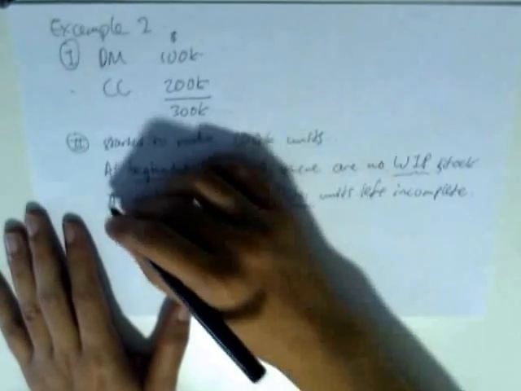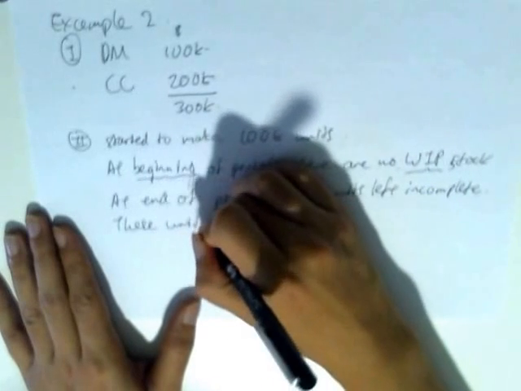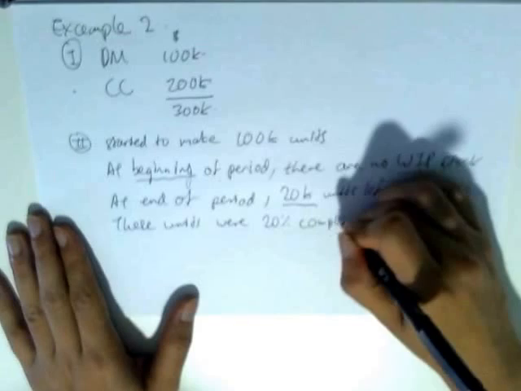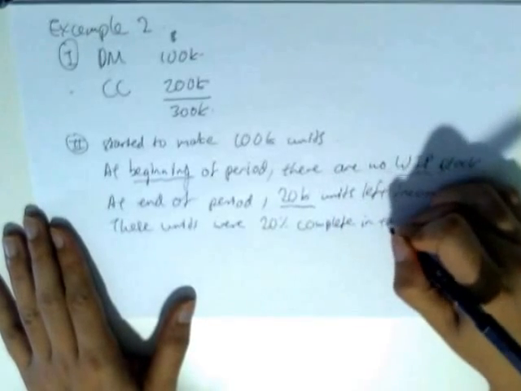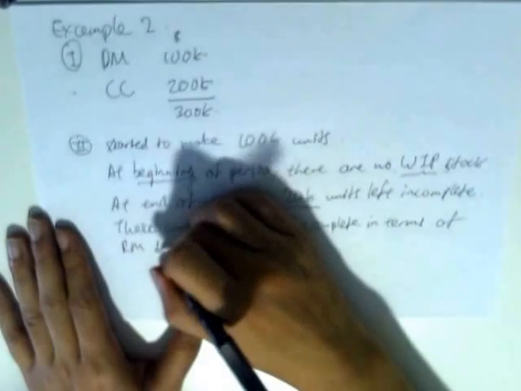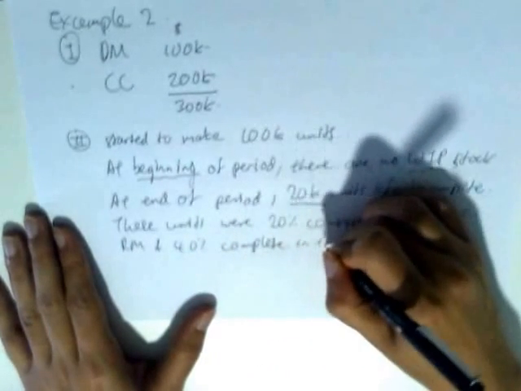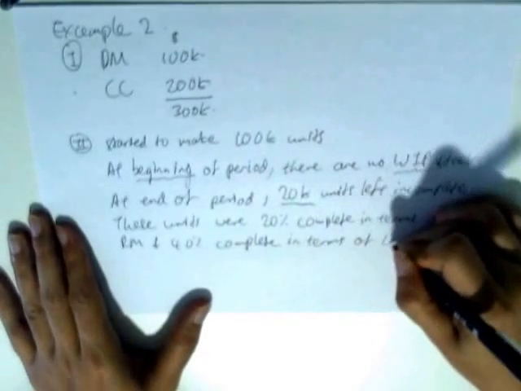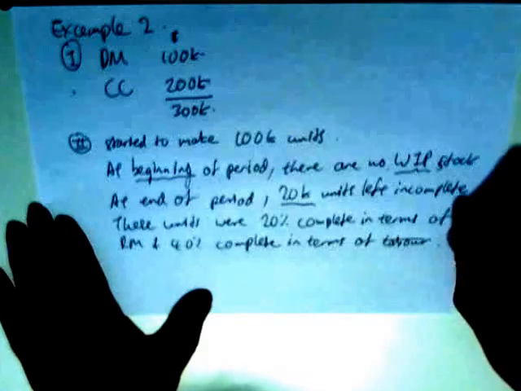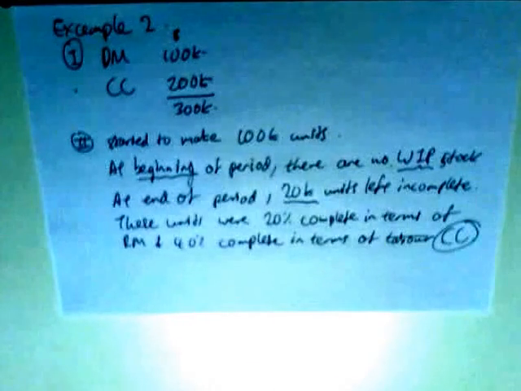Okay, now for the complication. These units were 20% complete in terms of raw material and 40% complete in terms of labor, or maybe to be more exact, conversion cost. Conversion cost including labor and your production overheads.